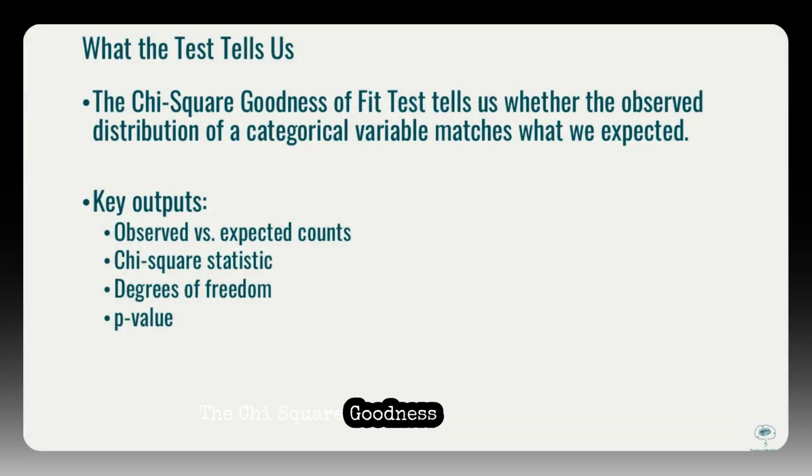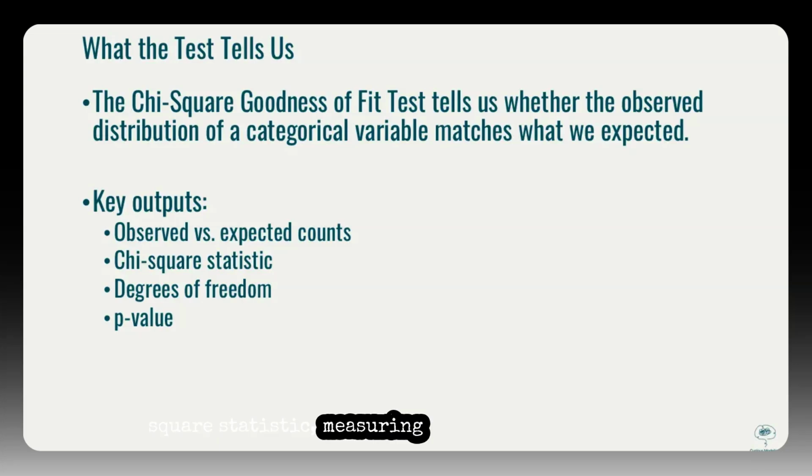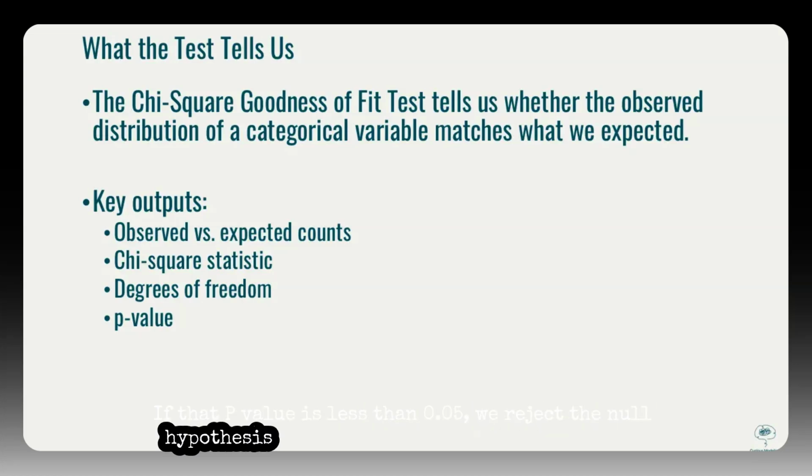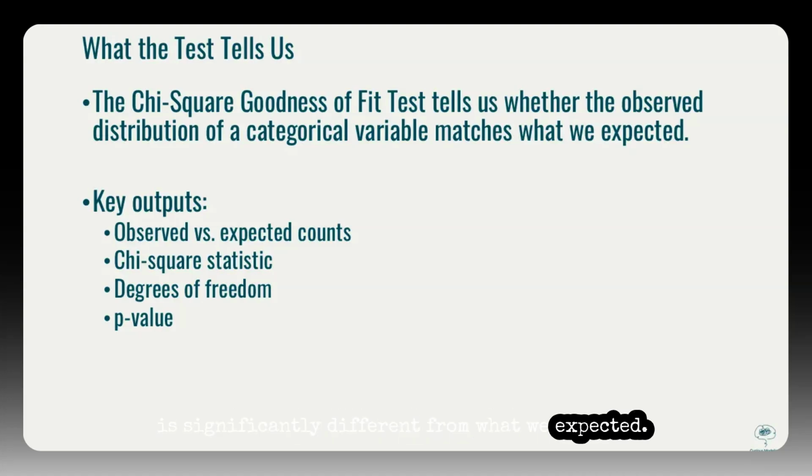The chi-square goodness of fit test helps us determine if the pattern we observed in our sample matches what we expected to see. The test gives us the observed counts in each category, the expected counts based on our hypothesis, a chi-square statistic measuring how different they are, and a p-value that tells us whether those differences are statistically significant. If that p-value is less than 0.05, we reject the null hypothesis and say, the distribution in our data is significantly different from what we expected.